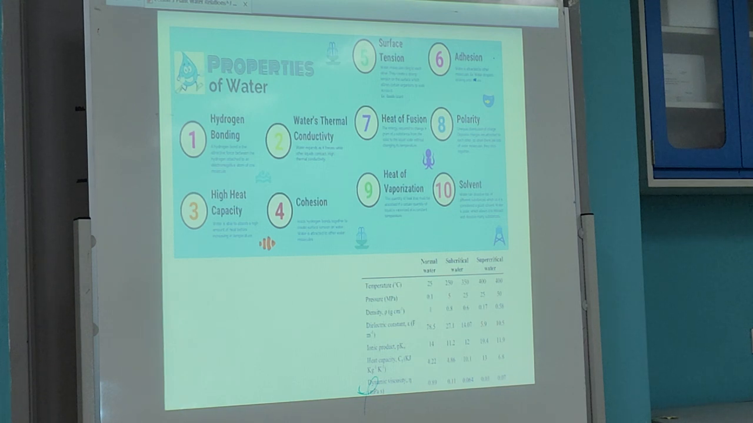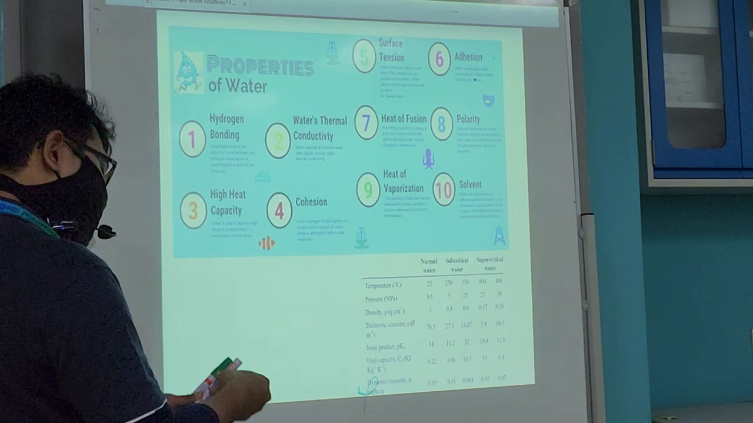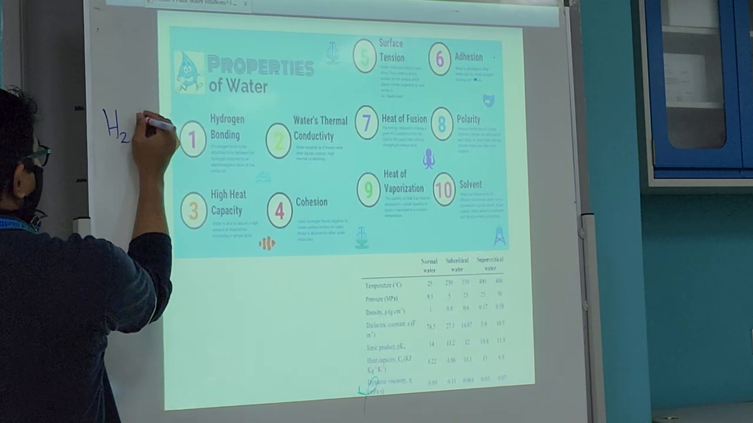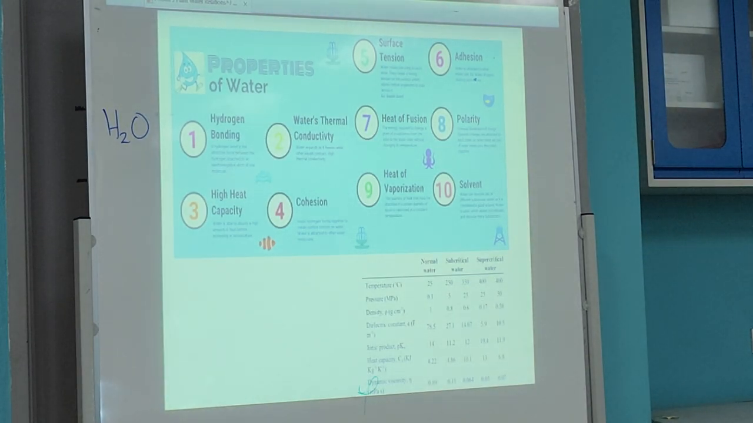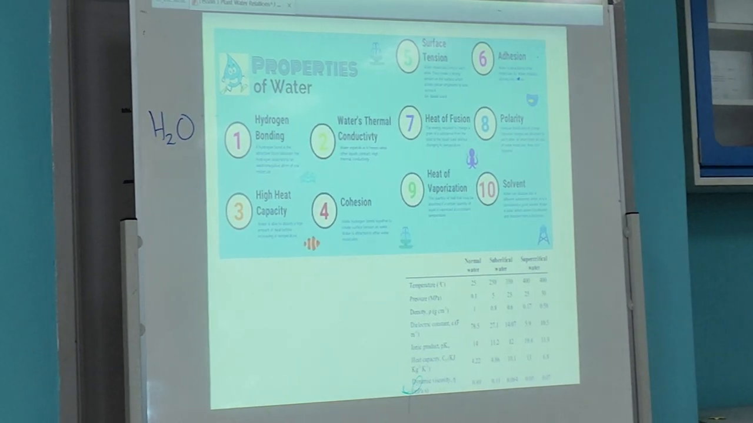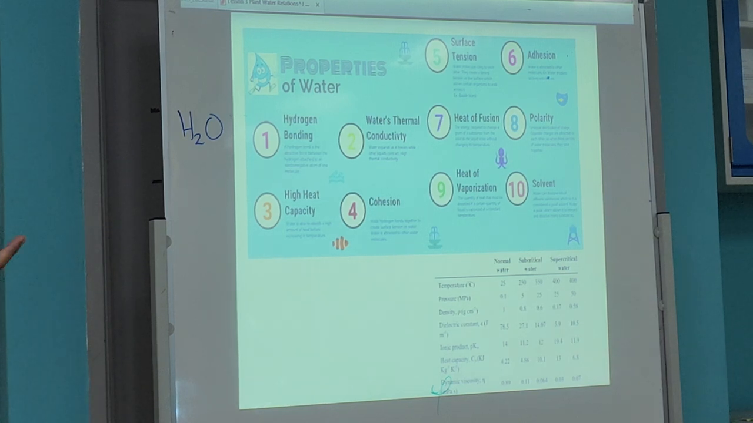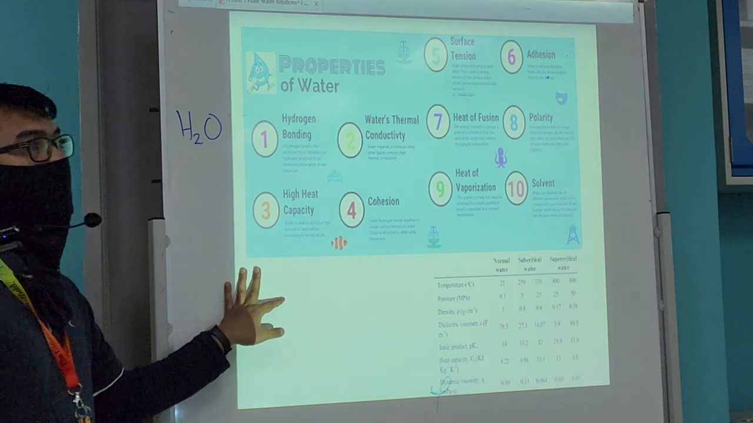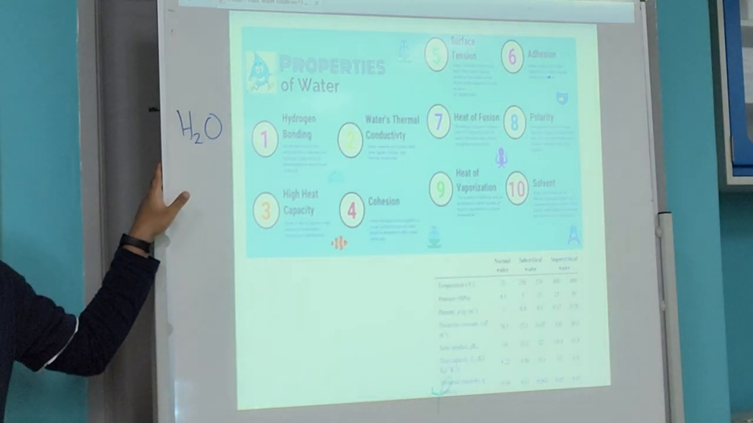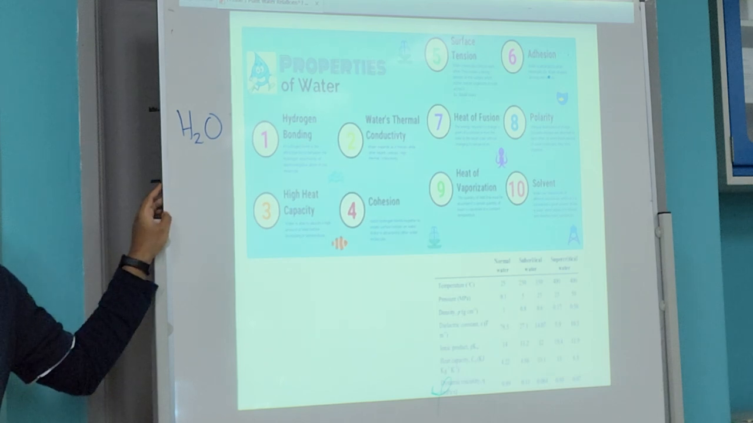Right. Okay. Talking about water. So water, we know, H2O. It's got properties. The common property that you learn from school is probably that it is called a universal solvent. Pretty much many, many things can be dissolved in water. These properties are what make water unique, make it suitable for specific events, suitable to be used in specific processes like the universal solvent.